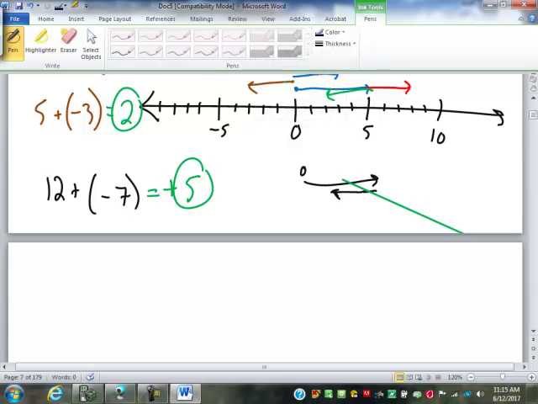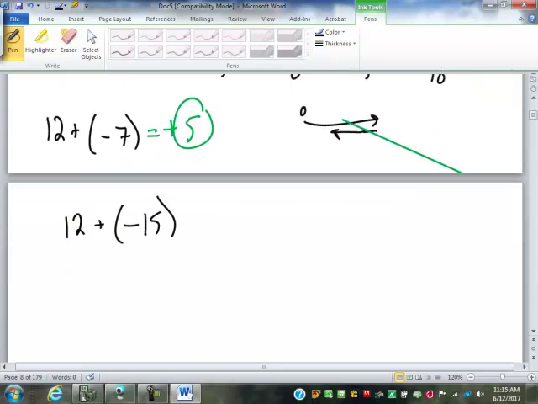If I have 12 plus a negative 15, the picture is going to be similar. Here's 0. 12 goes that way, positive. Negative 15 goes the opposite direction, but this time it's longer, so it goes past 0. So that's telling me that I end up on the negative side of 0. The vectors go opposite direction, so it's still the difference in magnitude. Difference between 12 and 15 is 3, so it's a negative 3.